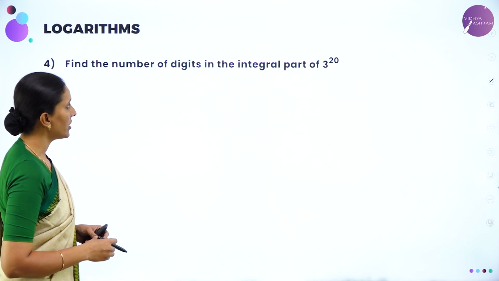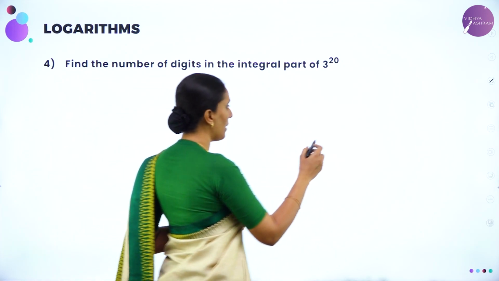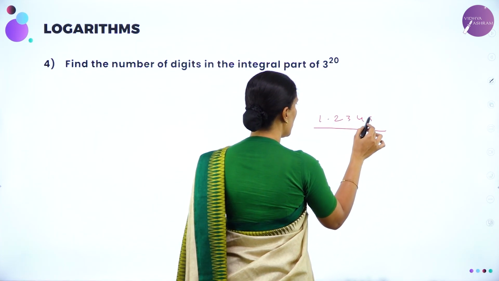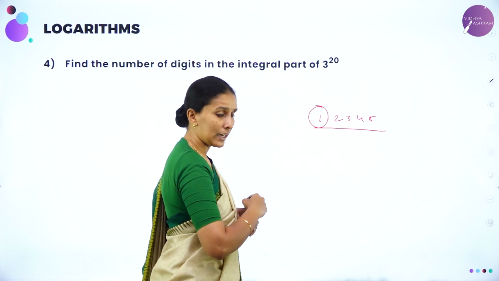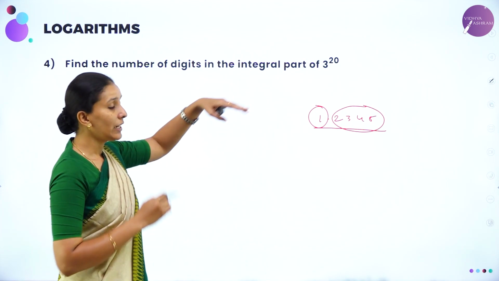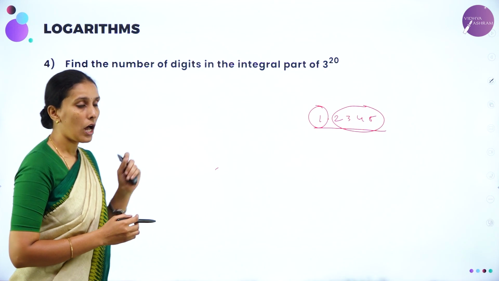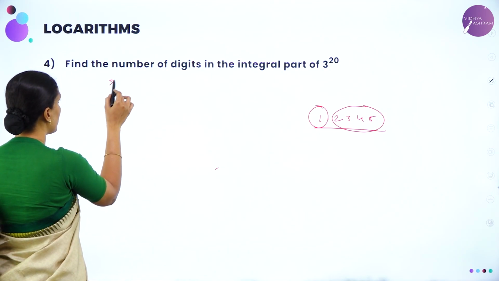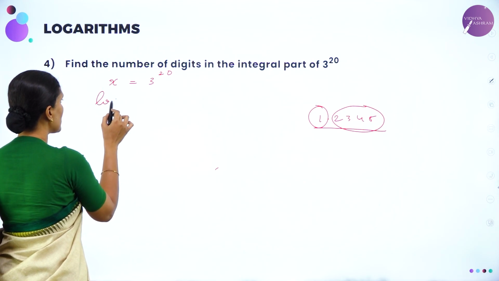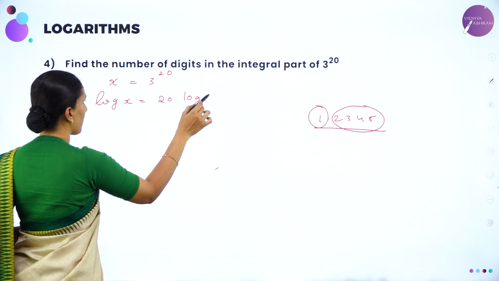Find the number of digits in the integral part of 3 power 20. So we know that in any number, for example, like 1.2345, this is always considered as an integral part and this is a fractional part. So we can count the number of digits in the integral part with the help of log. How? Let me take this as x. So x is equal to 3 power 20. Then I'll take this as log x is equal to 20 into log 3.